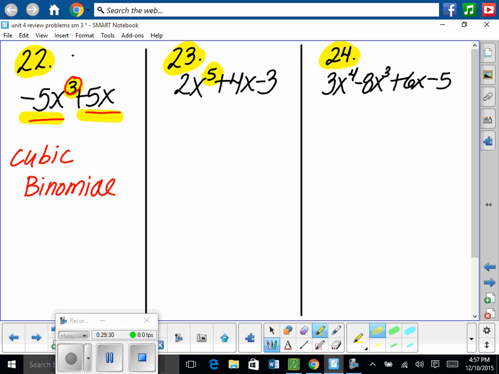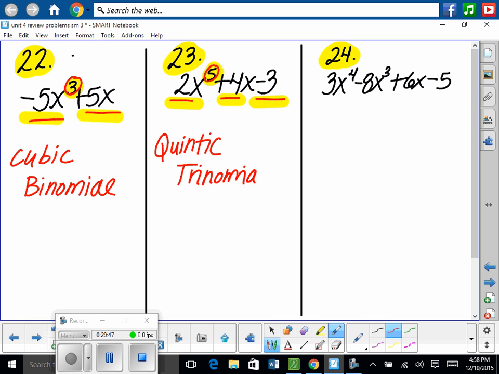This is degree 5, and it has 1, 2, 3 terms. So because of the degree 5, it is quintic. You'll have to just have these names memorized. Quintic, remember 5 babies. Somebody that has 5 babies had quints, and there's 3 terms, so it's a trinomial.